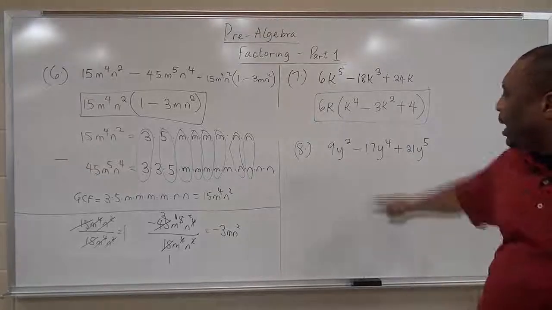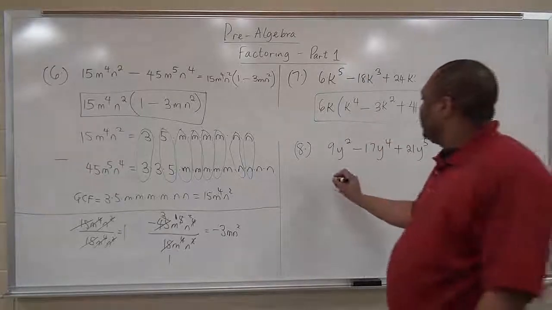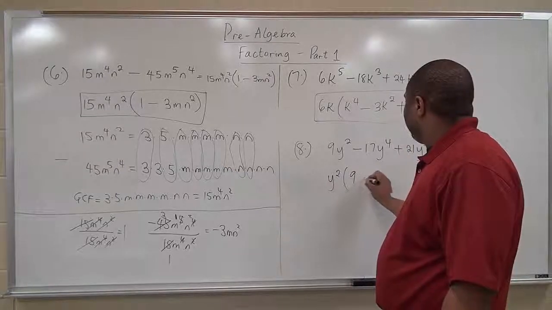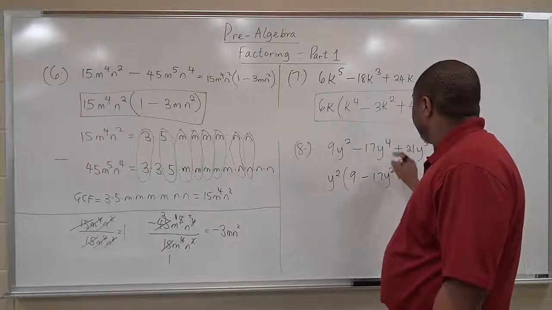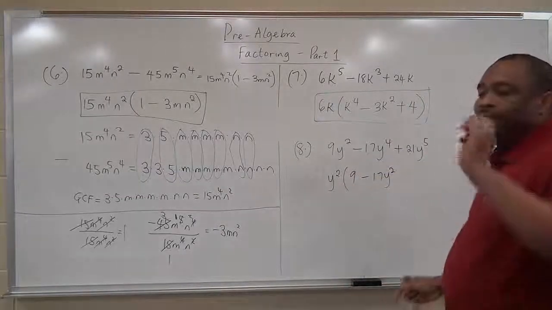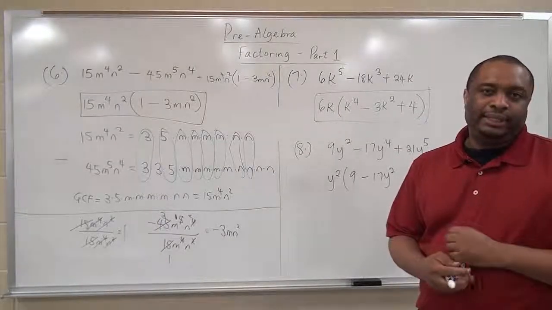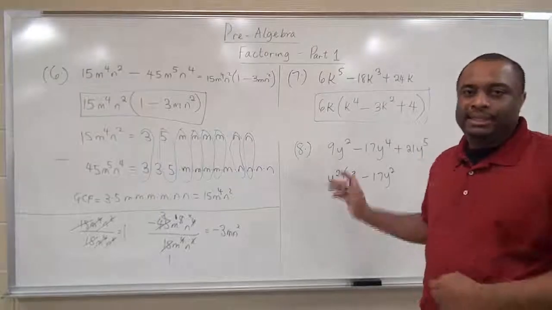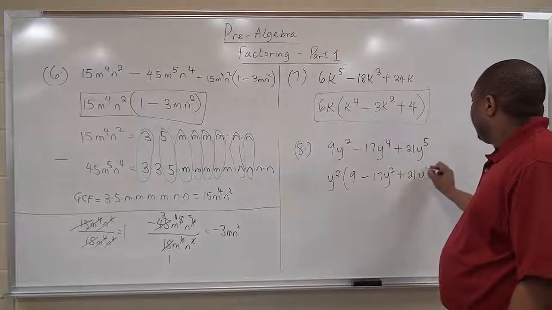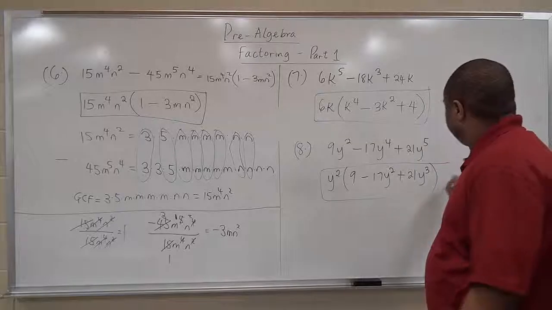Let's go to the variables. y squared, y⁴, y⁵. What is included in all of them is y squared. So the GCF will be y squared. What is remaining here is 9 minus 17y squared, because y⁴ divided by y squared is y squared. Please view the videos on exponents; the video playlist on exponents is important. Then plus 21y cubed. And this becomes your answer.